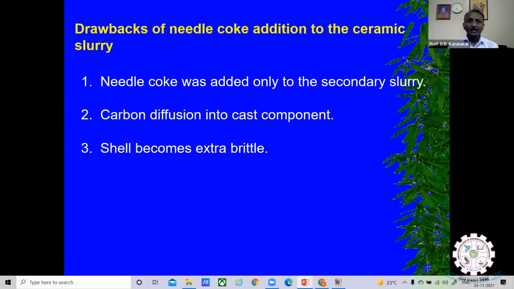Now, another topic is carbon diffusion into the cast component. What is this needle coke? It's a carbonaceous material. And during firing, what happens? A small amount of carbon will still be staying at the face of the ceramic shell. Now, during pouring, this carbon will be diffusing into the cast component, and it makes the component brittle. No, that is not desirable. The shell becomes extra brittle. That's another drawback. Sometimes a ceramic shell, if it is roughly handled, breaks. Why? Because of the excessive brittleness. Okay.